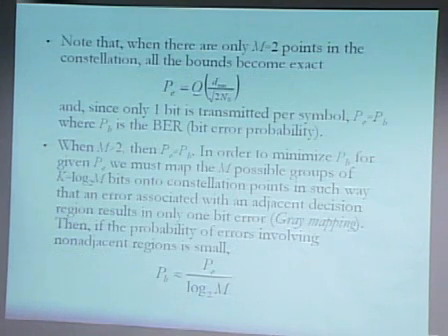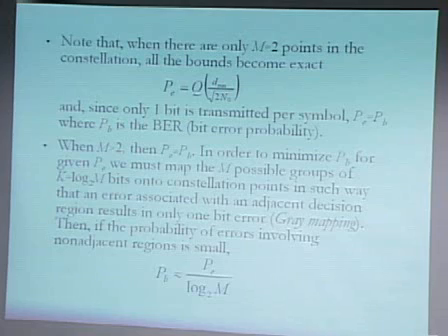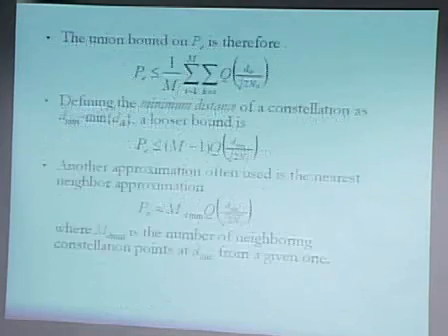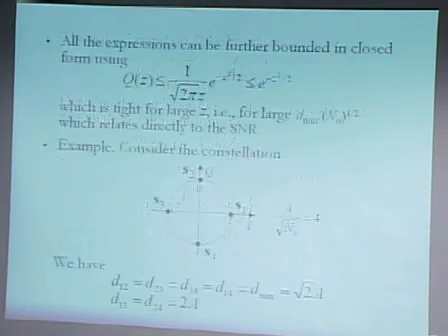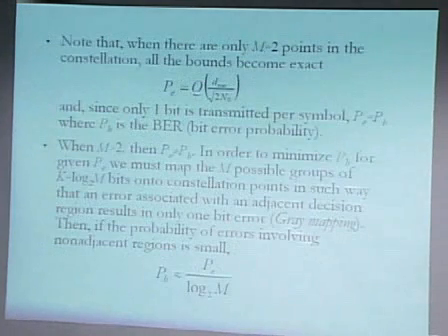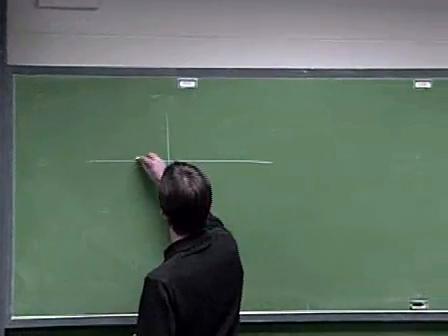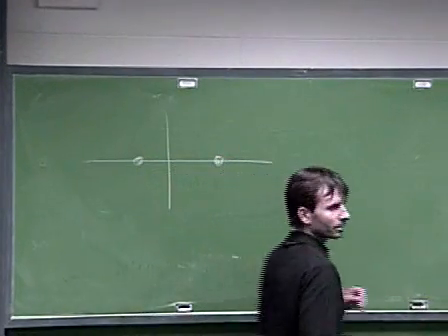A couple of comments. Note that when there are only 2 points in the constellation, then all the bounds are equivalent, and in fact, in those cases, the bounds are exact. So the union bound actually ends up being an equality. All these inequalities become equalities when you have only 2 points. And the reason is that you have this joint set, right? So when you have only 2 points, okay, imagine I send this point, right?